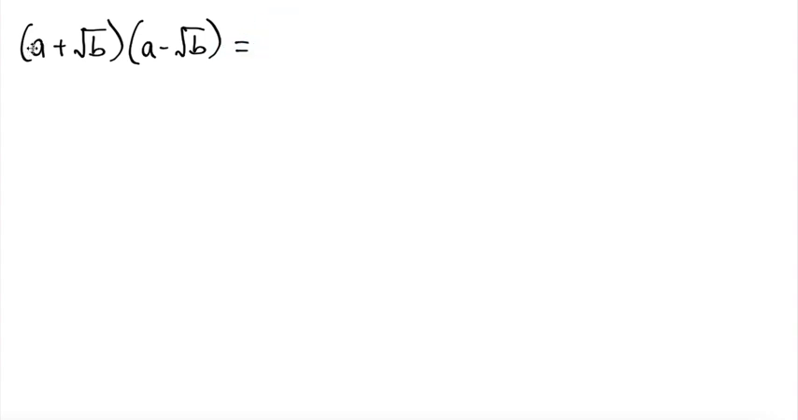If I use FOIL, a times a is a squared. A times negative root b becomes negative a root b. Root b times a is positive a root b. Remember, order doesn't matter when you're multiplying. And root b times negative root b becomes negative b. Remember, when we multiply a root by itself, it just becomes what's underneath the root itself.